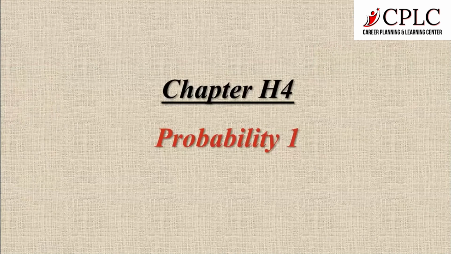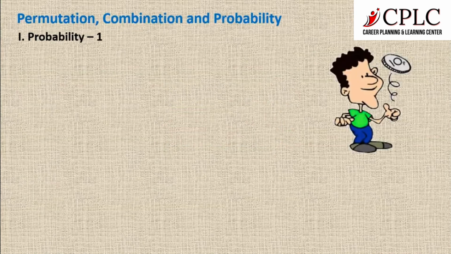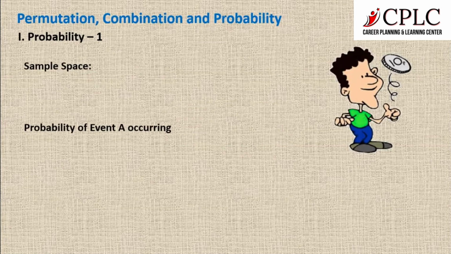Hi everyone. So we are doing H4 today, which is probability part 1. So what we are going to see is the introduction to probability first. So the definitions are sample space and probability of an event occurring.